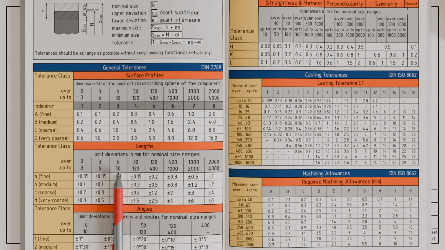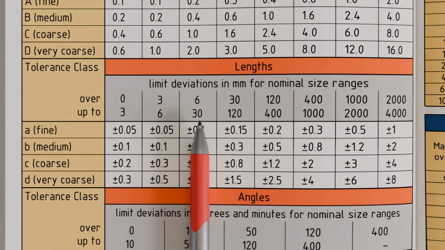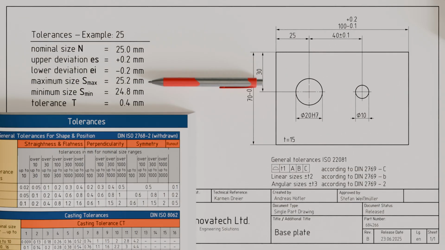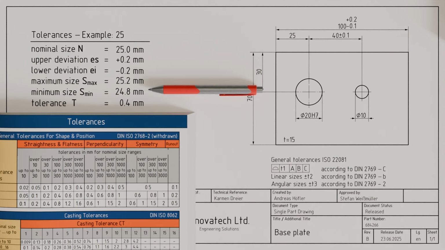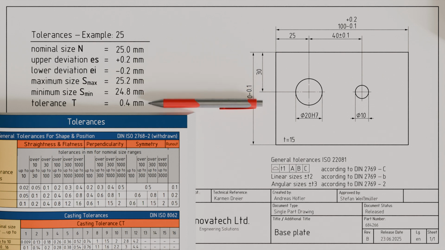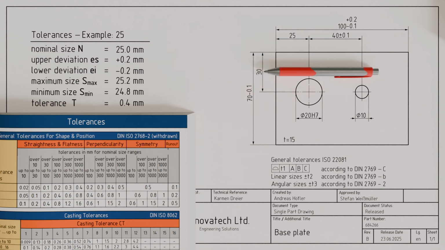According to the table, the nominal size range over 6 to 30 mm applies here. In the row for tolerance class B, we find a deviation of plus minus 0.2 mm. Thus, the maximum size is 25.2 and the minimum size is 24.8 mm, resulting in a corresponding dimensional tolerance of 0.4 mm.